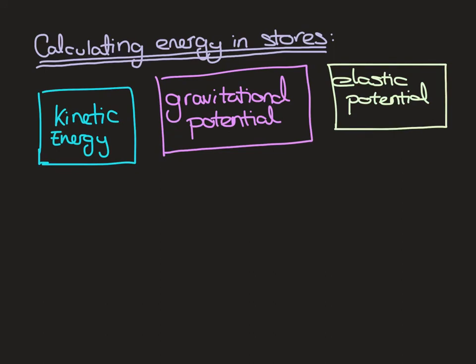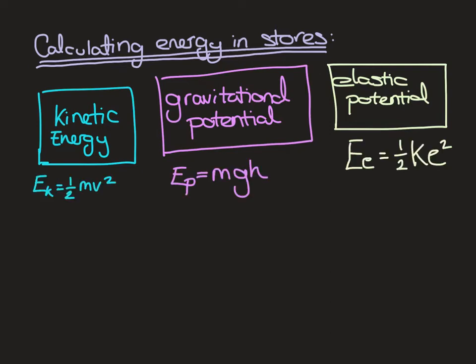So at GCSE, if we're going to calculate the energy in different types of stores, we have got three stores that we might have to calculate. So we've got kinetic energy, gravitational potential energy and elastic potential energy stores, and we should be able to, for any one of these types of stores, work out how much energy is in each of them.